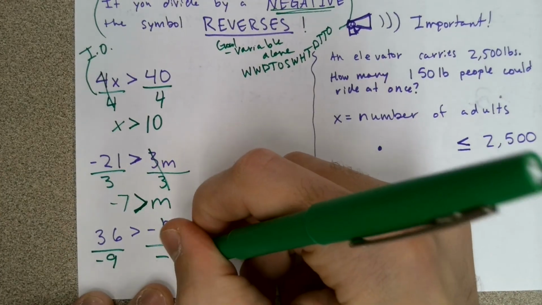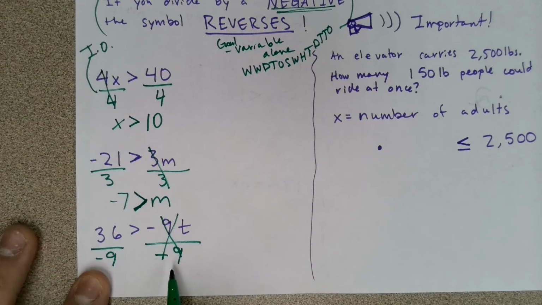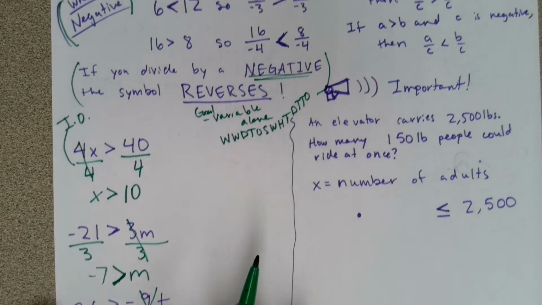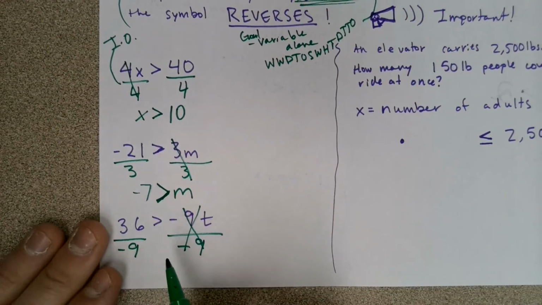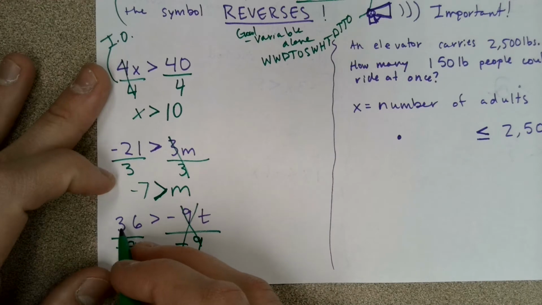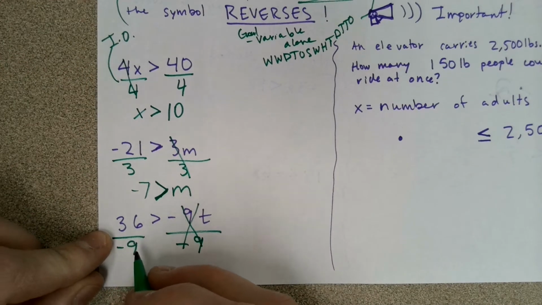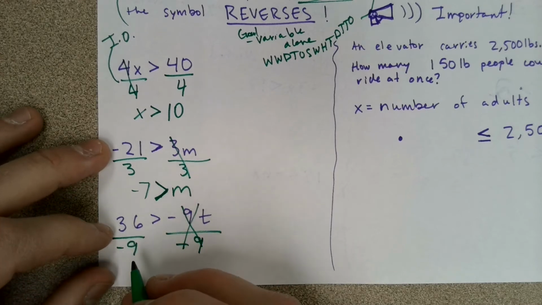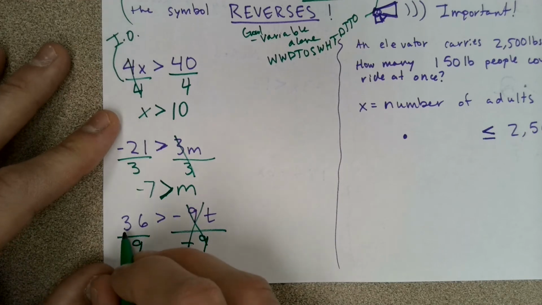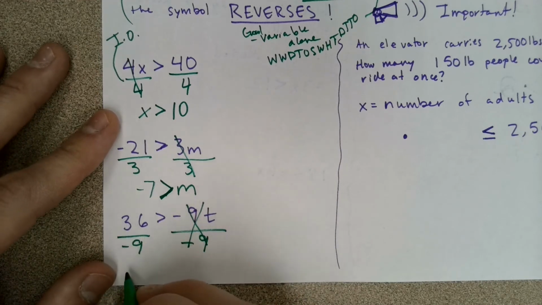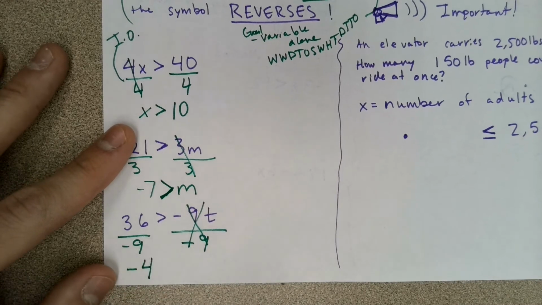These cancel out. Uh-oh, here it is. Did we divide by a negative or a positive? We divided by negative 9. If you divide by a negative, the symbol reverses. Uh-oh, here we go. We've got 36 divided by negative 9. I know that 9 times 4 is 36. So I know that 36 divided by negative 9 is going to be a negative number, negative 4.